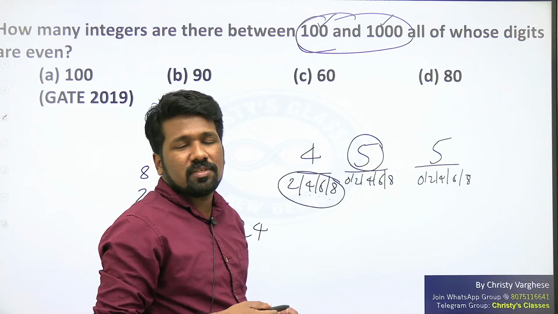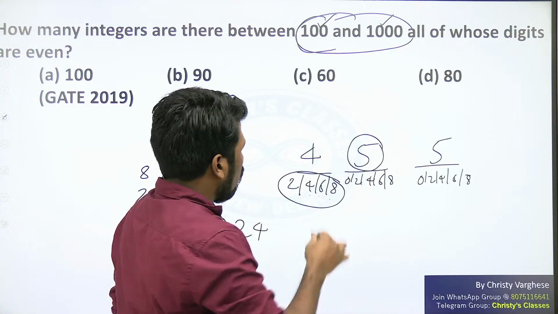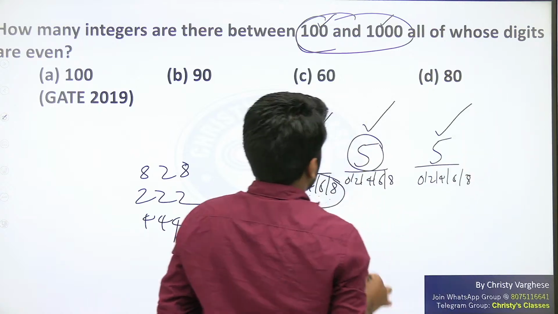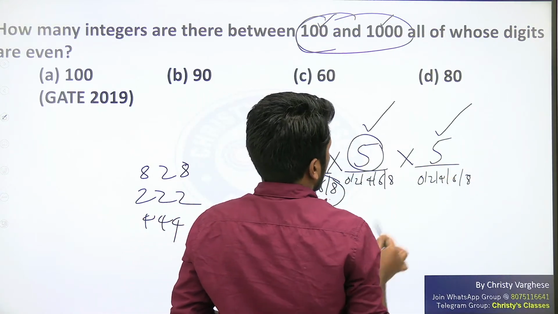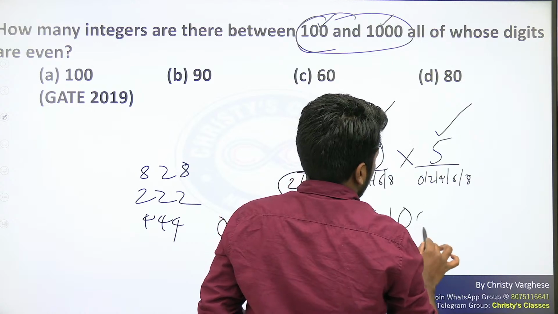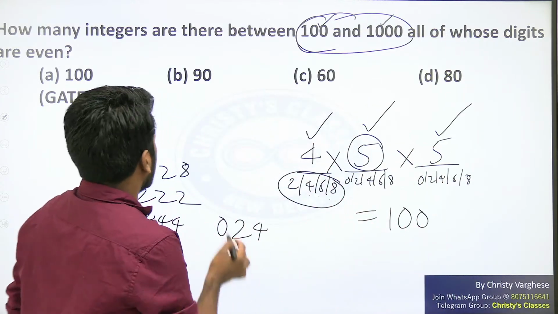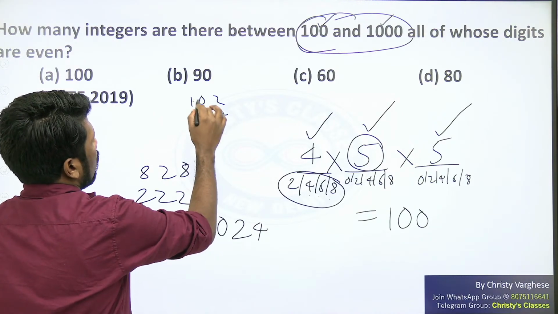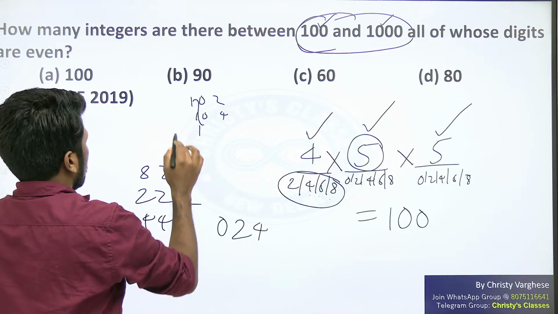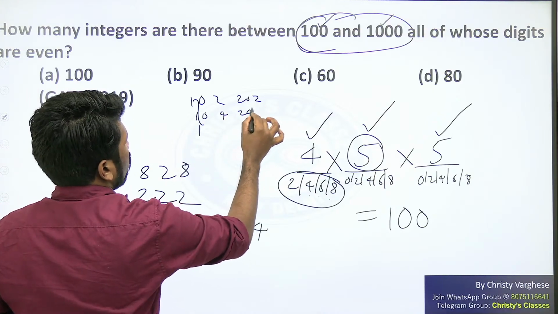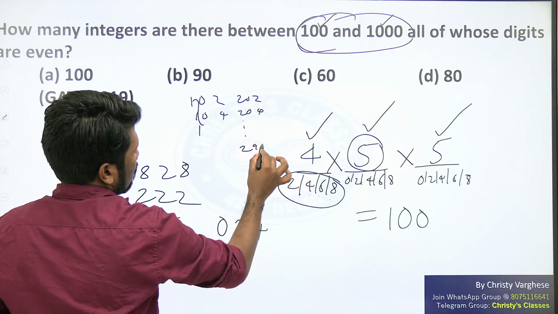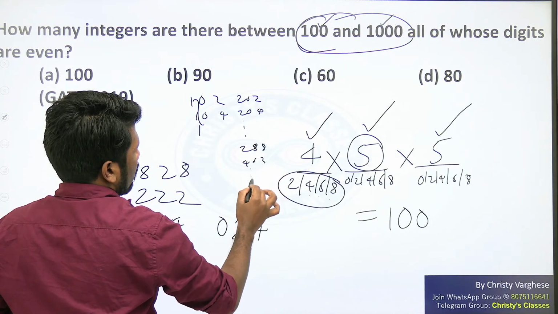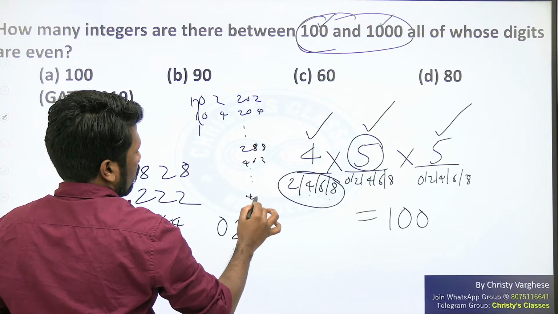Now again, fundamental principle of counting, multiplication rule. 4 ways you can fill the hundredths place, 5 ways the tens place and 5 ways the units place. So the total number of ways is 4 into 5 into 5, that is 100. 100 such numbers are possible. 100 such numbers means, not 102, 202 onwards. All the digits should be even. So 202, 204, 206 up to 288. Then 402, 404 up to 488.